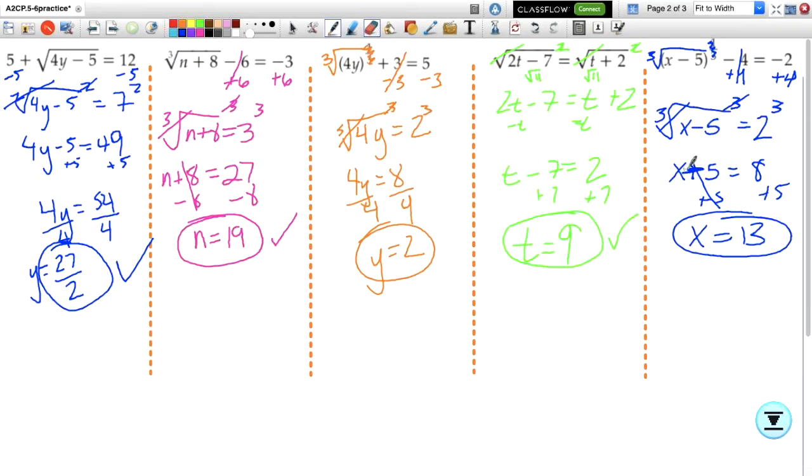At which point I had x minus 5 equals 2 times 2 times 2. So 2 times 2 is 4, times 2 again is 8. And then I'm going to add 5 to get to my 13. I can check this 13 really quick here. So 13 minus 5 is 8. The cube root of 8 is 2. 2 minus 4 is negative 2. It does work. Okay?